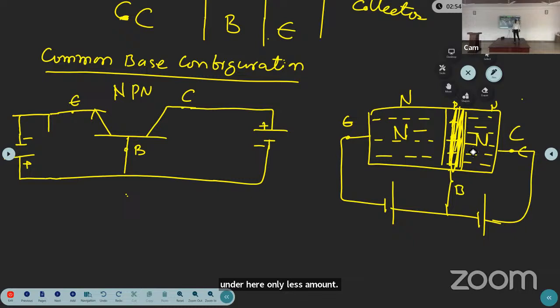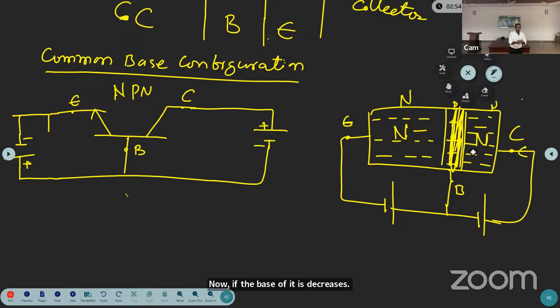Now what is the resultant base width? Resultant base enta? What is the resultant base width? Is it increase or decrease? After the depletion region spreads into the base, now what is the base width? Decrease. Okay. Now if the base width decreases, what will happen?